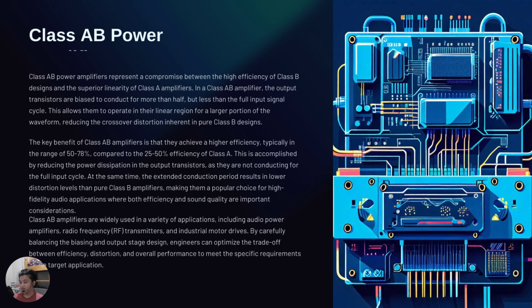Class AB amplifiers are widely used in a variety of applications, including audio power amplifiers, radio frequency transmitters, and industrial motor drives. By carefully balancing the biasing and output stage design, engineers can optimize the trade-off between efficiency, distortion, and overall performance to meet the specific requirements of the target application.